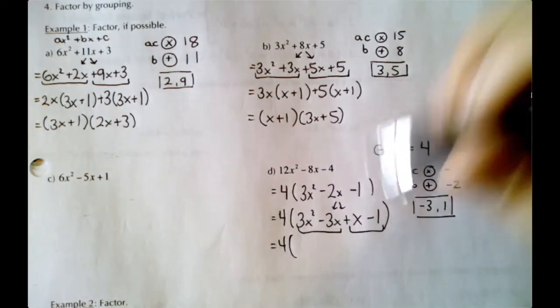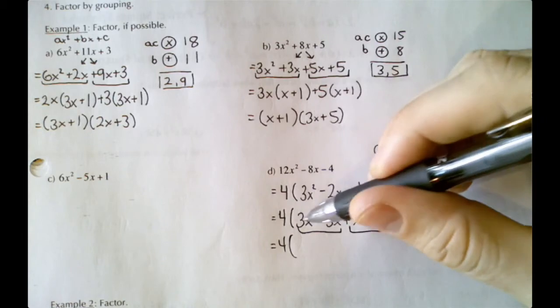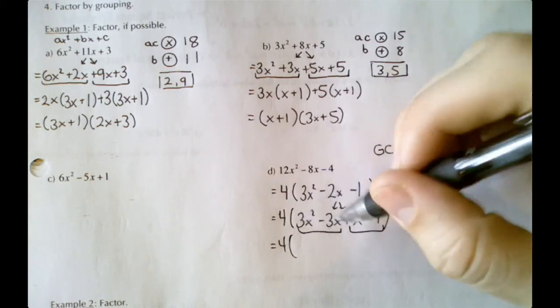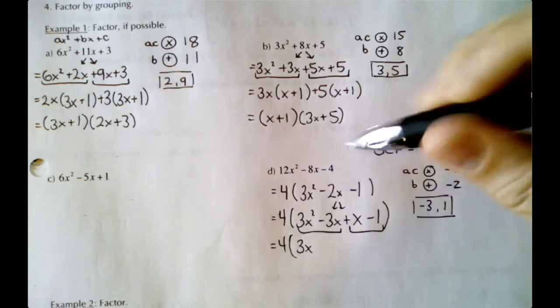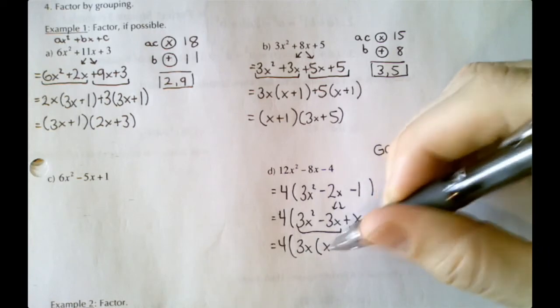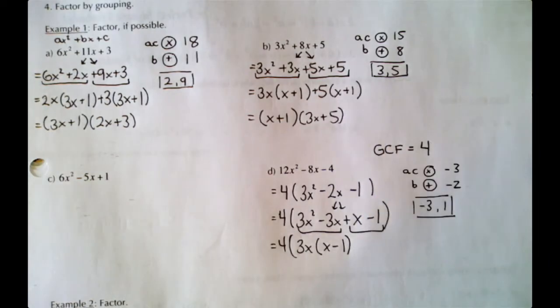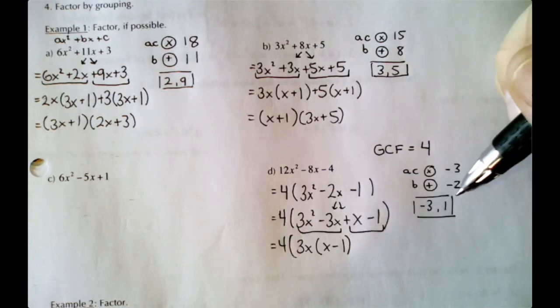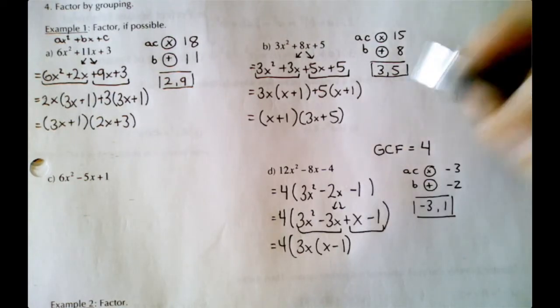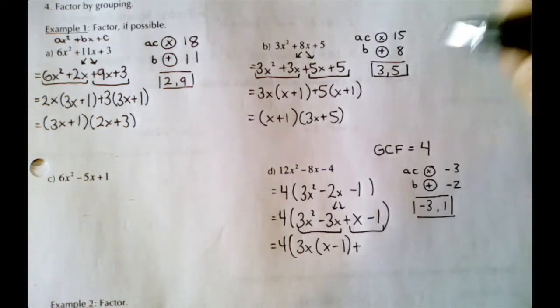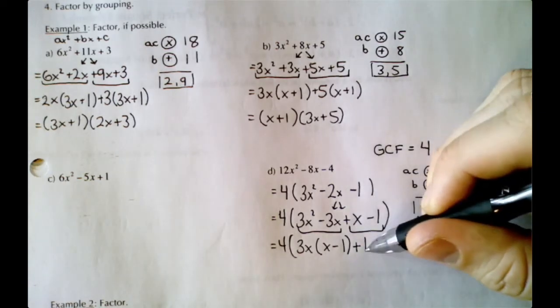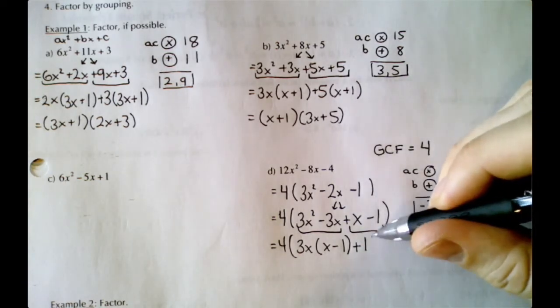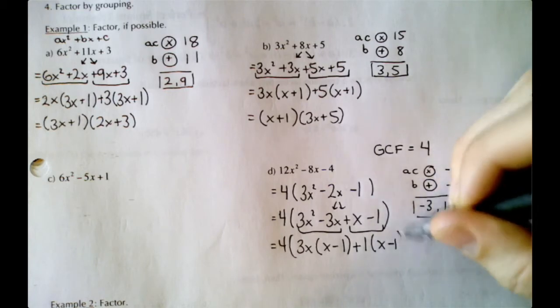Keep the bracket and common factor. What's common to these two terms? Well, 3x is common. And it leaves us with x minus 1. What's common to these two terms? Well, there's no common factor. So what we do is we write plus, and if you'd like to write the 1, that's fine. If you don't, that's okay. You can just write plus bracket x minus 1.